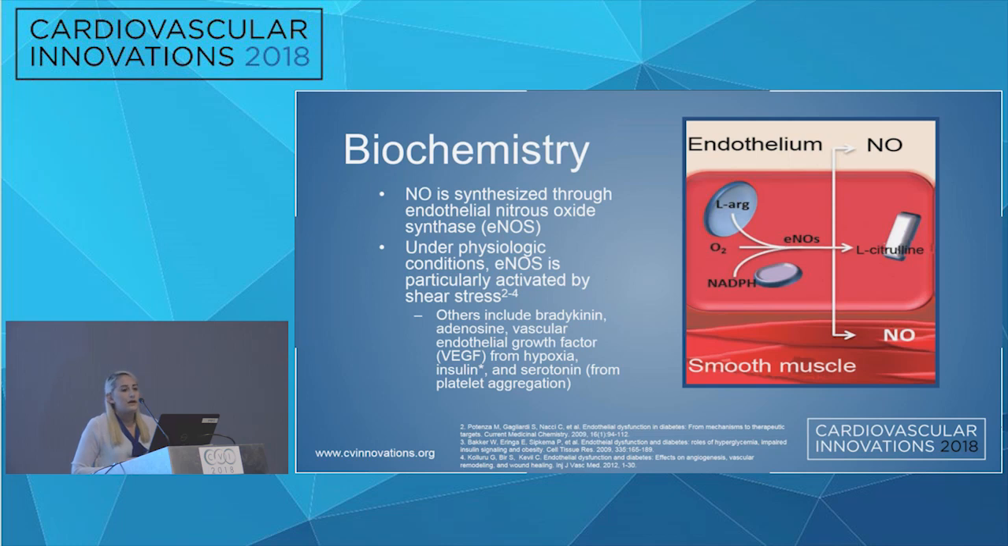So biochemically, as it was touched on earlier, nitric oxide is the main transport system with regards to getting oxygen through the bloodstream. It is synthesized through endothelial nitric oxide synthase, also known as eNOS. Under physiologic conditions, eNOS is particularly activated by shear stress. Insulin alone is actually fully able to activate eNOS for the production of NO, resulting in vasodilation, angiogenesis, and the prevention of leukocyte adhesion, etc. Other activators include bradykinin, adenosine, vascular endothelial growth factor, also known as VEGF.